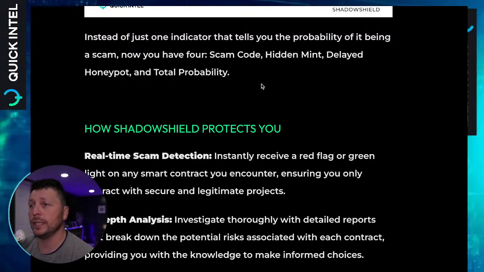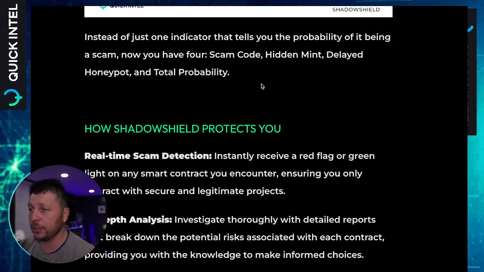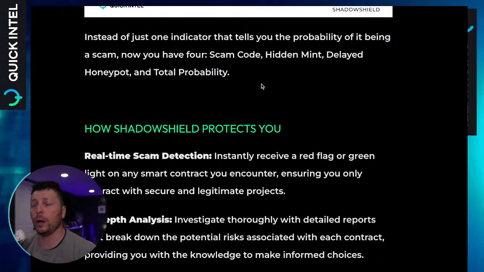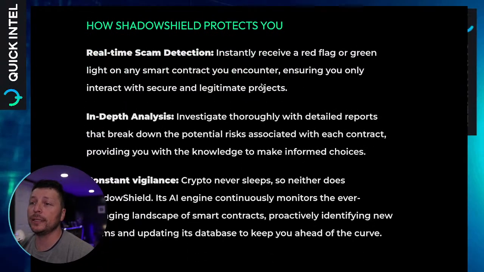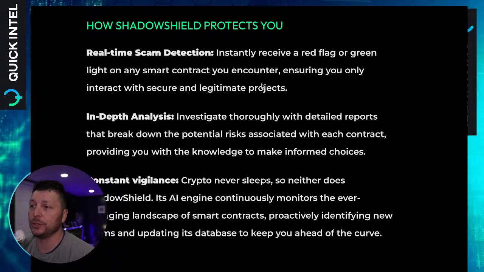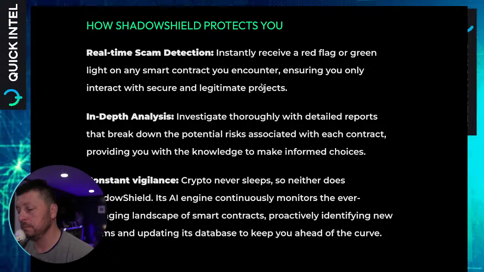Instead of just one indicator that tells you the probability of it being a scam, now you have 4. Scam code, hidden mint, delayed honeypot, and the total probability. How Shadow Shield protects you. Real-time scan detection. Instantly receive a red flag or a green light on any smart contract you encounter, ensuring you only interact with the secure and legitimate projects.